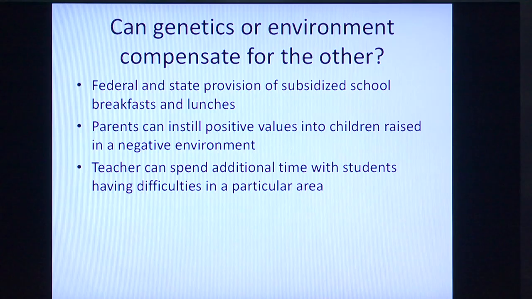So we can fix things. So we can provide food for those kids that are hungry when they go to school, right? Parents can teach their kids, even if they're in a negative environment, to be positive. Teachers, you know, all of us have deficits in some area, but teachers can spend a little extra time with someone to guide them into the path that they were going. So we have an environment, we have genetics, but there are things that we can do to still shape and change things.